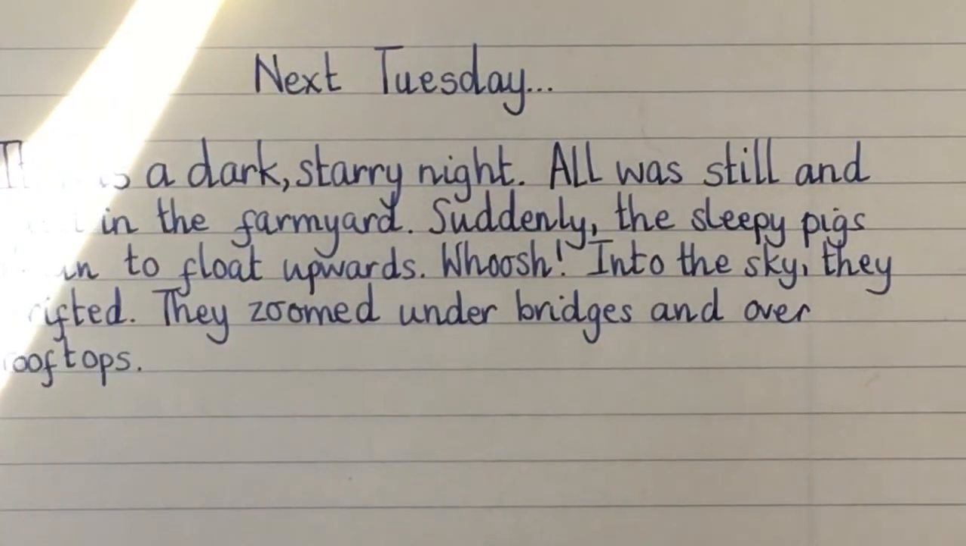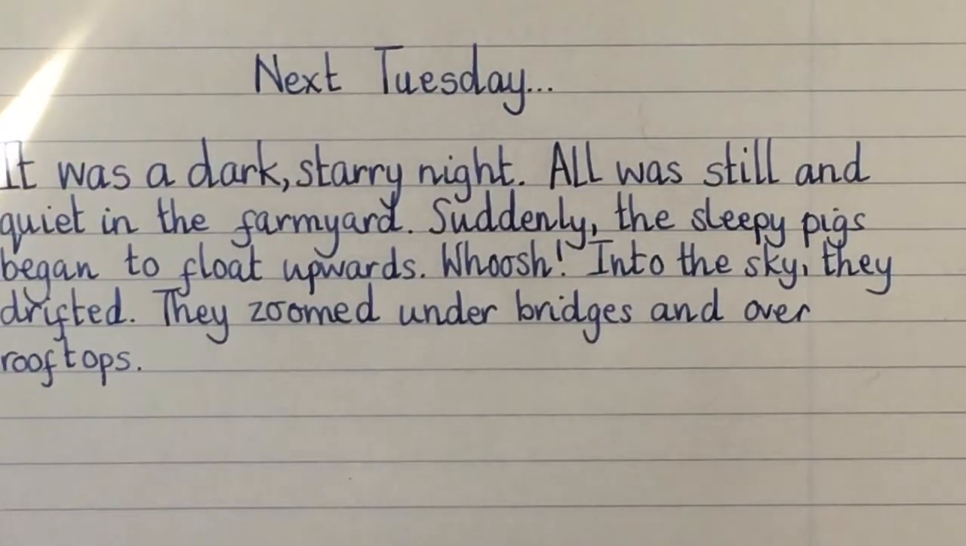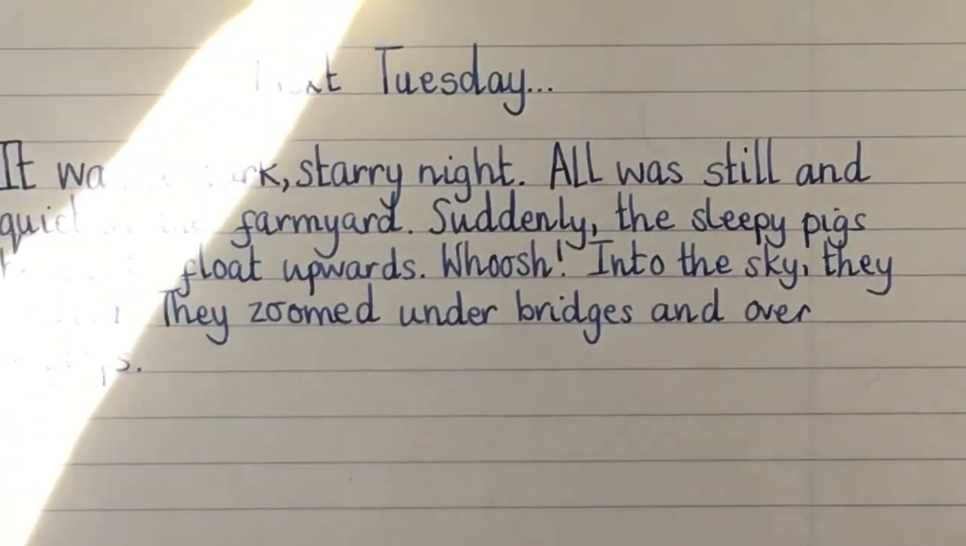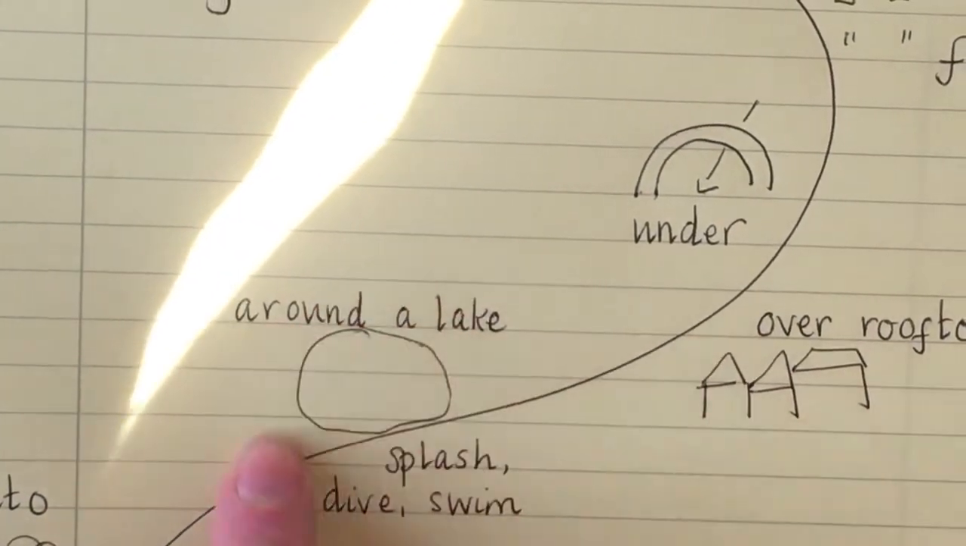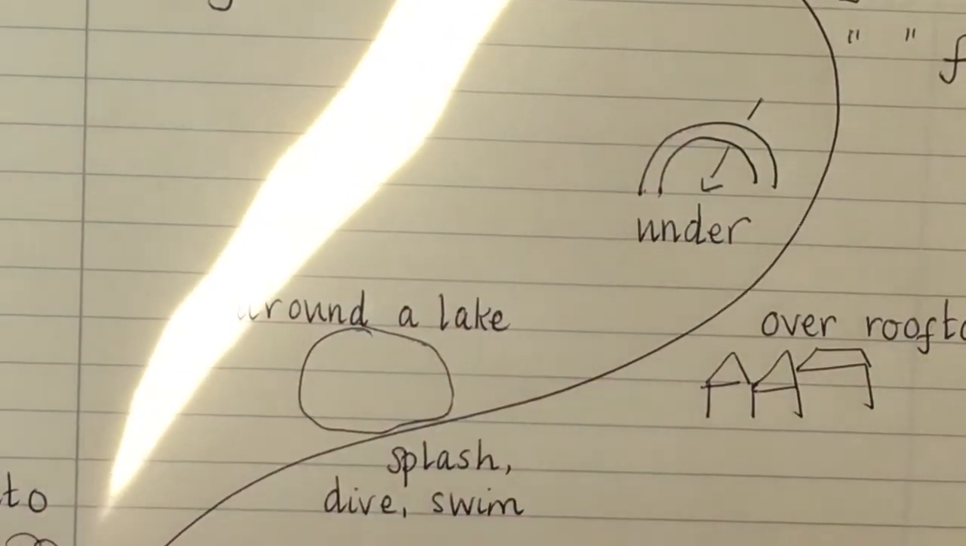It was a dark, starry night. All was still and quiet in the farmyard. Suddenly the sleepy pigs began to float upwards. Whoosh! Into the sky they drifted. They zoomed under bridges and over rooftops. Now in my picture, I've got them flying around a lake and having a little splash and a swim.